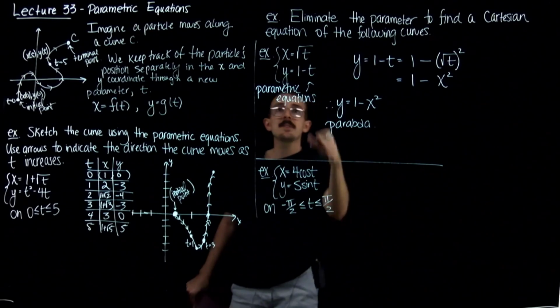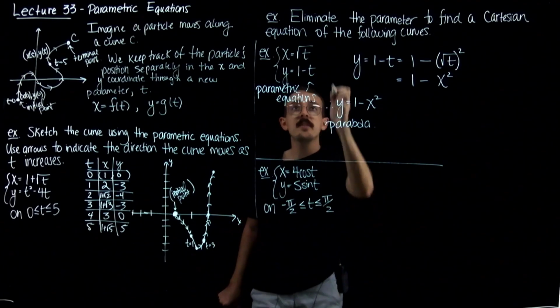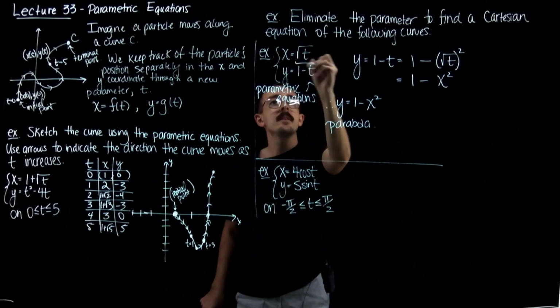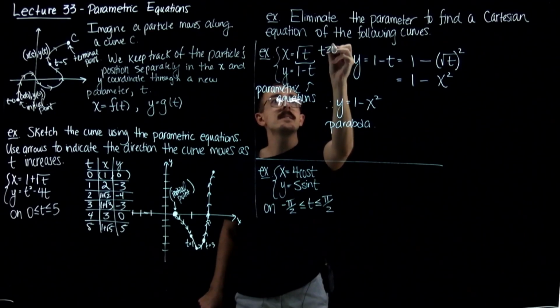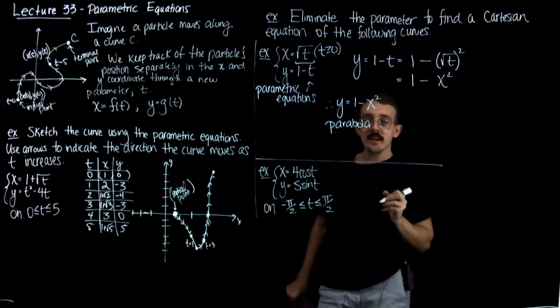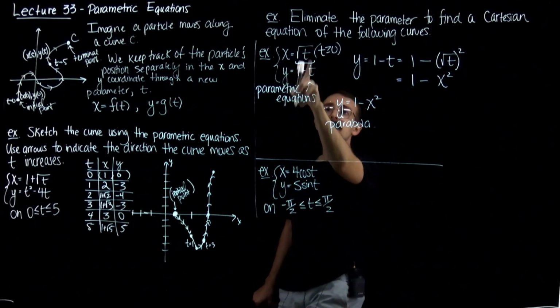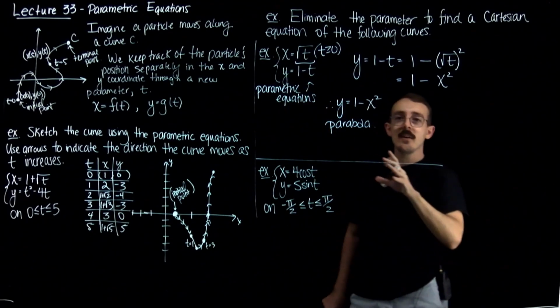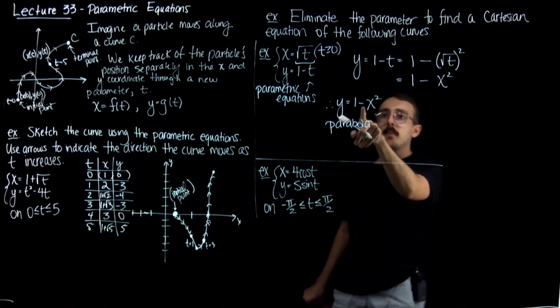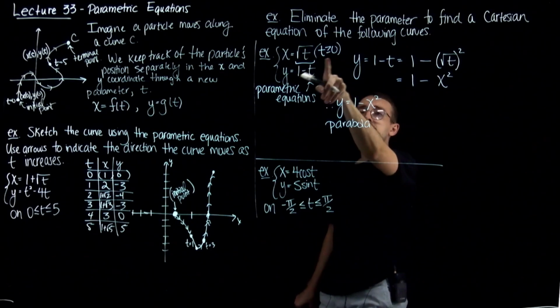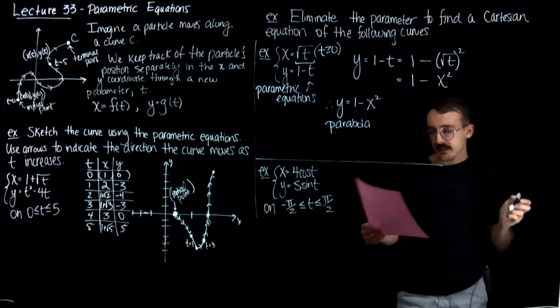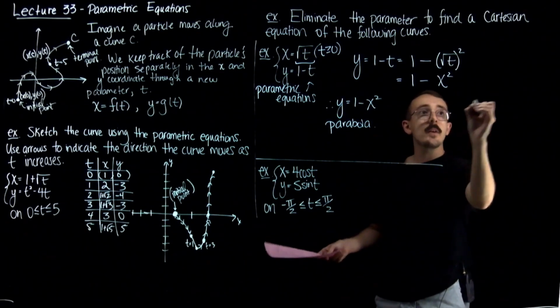Notice here, there's no restrictions on the t other than the fact that t needs to be at least 0, right? Because you have a square root. So that's really the only restriction that we see on here. So I have a parabola, and my initial point is going to be when t equals 0. So let's try to take a look at what the graph would look like.